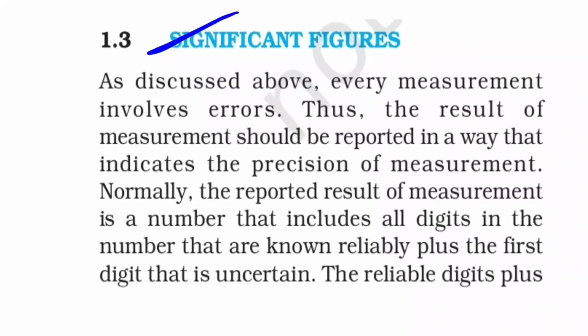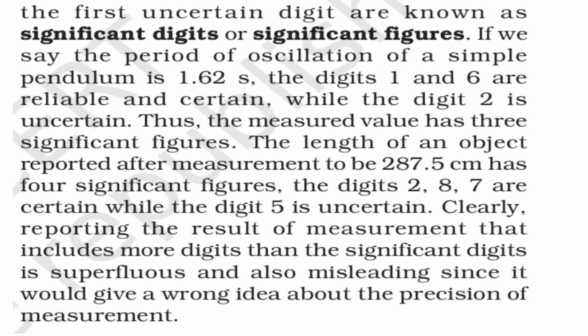Now, significant figures. As discussed above, every measurement involves error. Thus, the result of measurement should be reported in a way that indicates the precision of measurement. Normally, the reported result of measurement is a number that includes all digits in the number that are known reliably plus the first digit that is uncertain. The reliable digits plus the first uncertain digit are known as significant digits or significant figures.